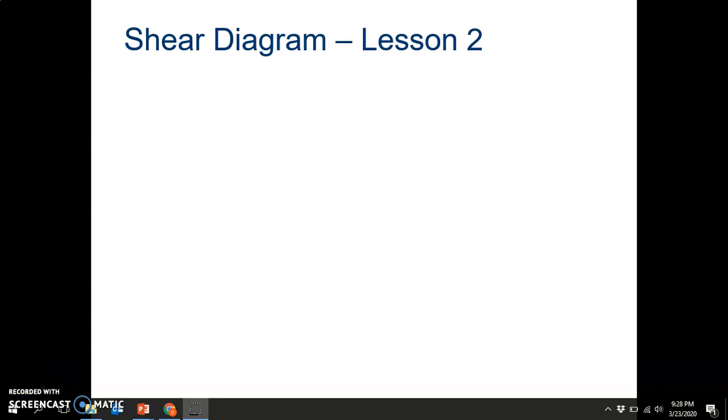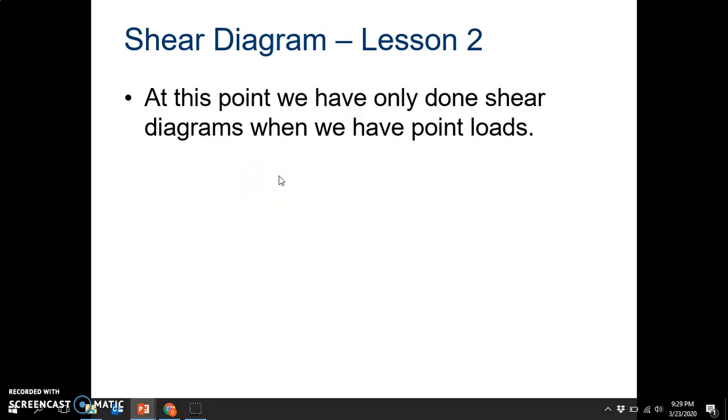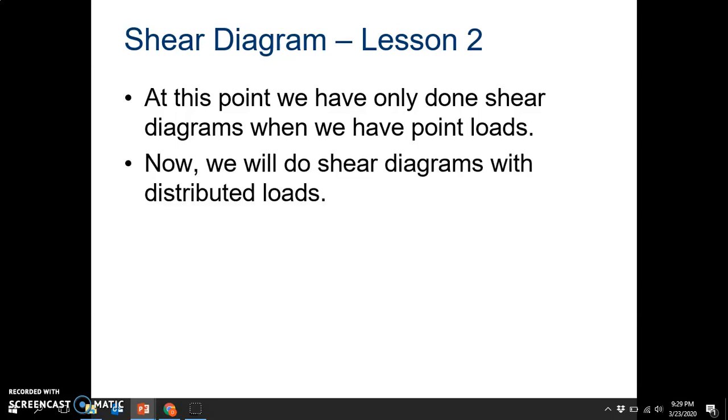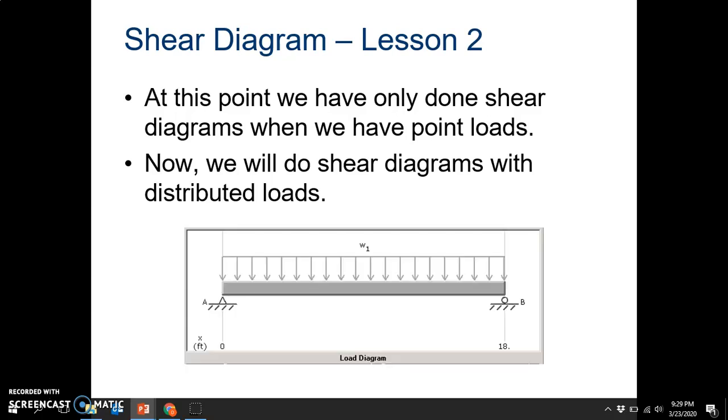Welcome back. In this video, we are going to continue where the last one left off. So in the last video, we discussed how to create a shear diagram when you have point loads. In this video, we are going to do shear diagrams with distributed loads.